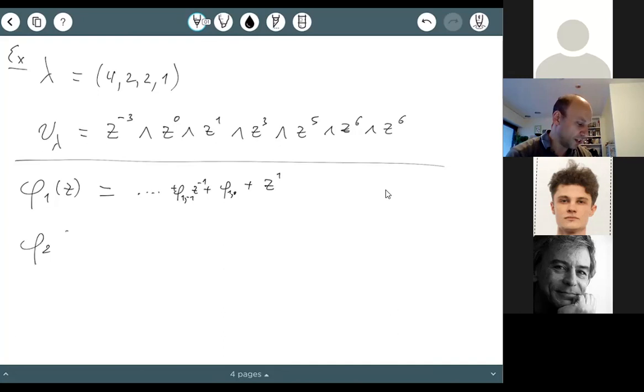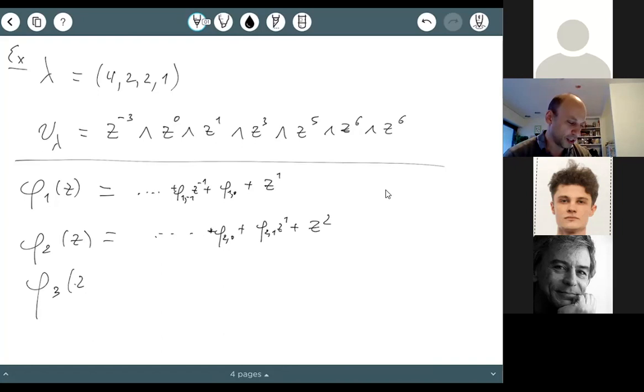Phi two of z will stop at z squared, and then there will be phi two one z, and phi two zero, some arbitrary coefficients, and so on. So phi three of z will stop at z three, and then there will again be some arbitrary coefficients. And we would like to define phi one wedge phi two wedge phi three wedge, and so on.